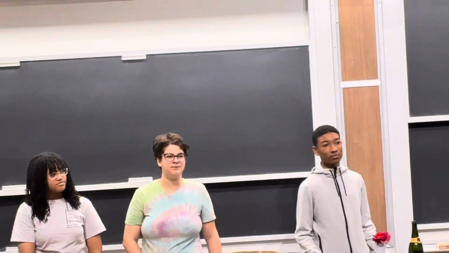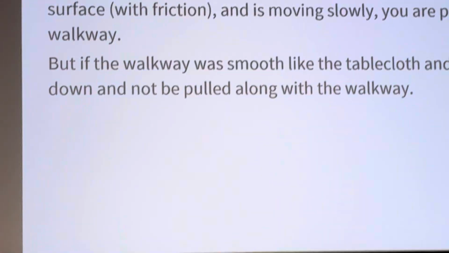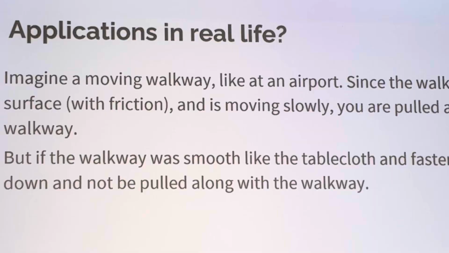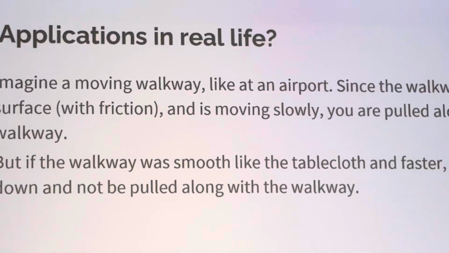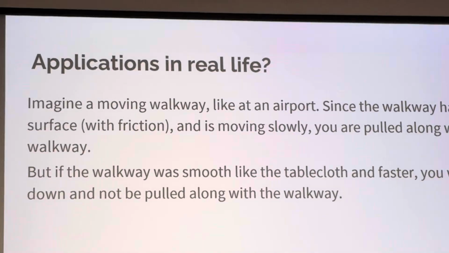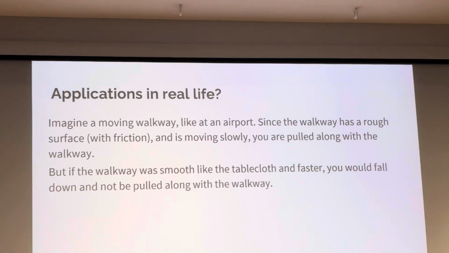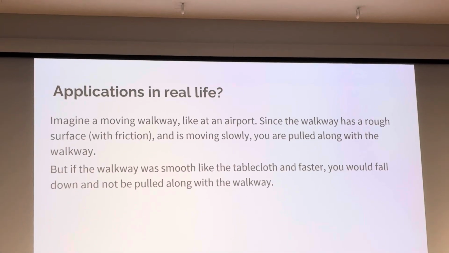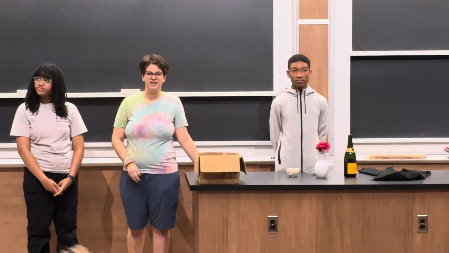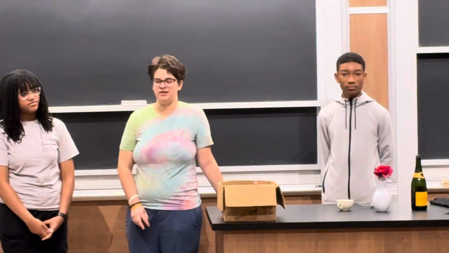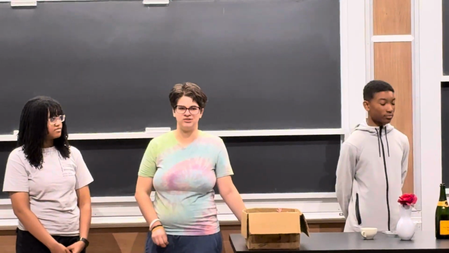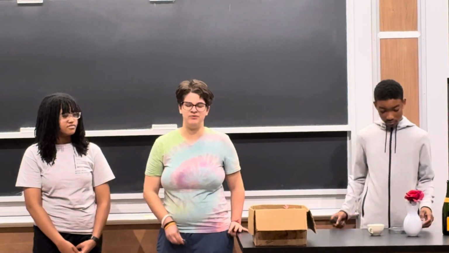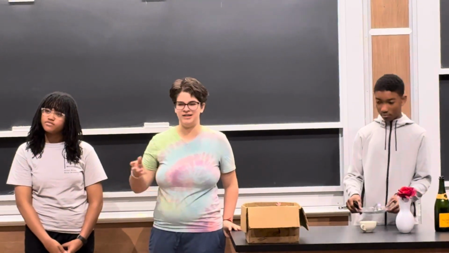So one application of this that's very similar is a moving walkway at an airport, because the moving walkway is like a rough surface, a bunch of friction. It's moving pretty slowly. So when you step on it, you're pulled along with it, like in the example of the tablecloth moving slowly. However, if you imagine your moving walkway was made out of ice or something else really smooth and moving a lot faster, you would just step on and instantly fall off.